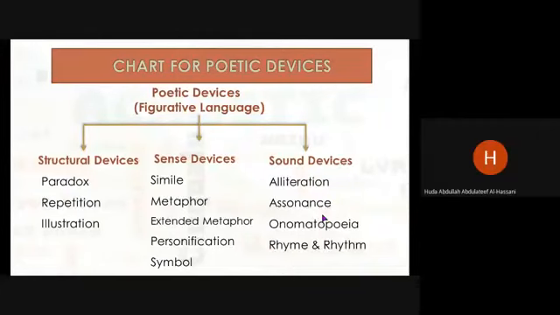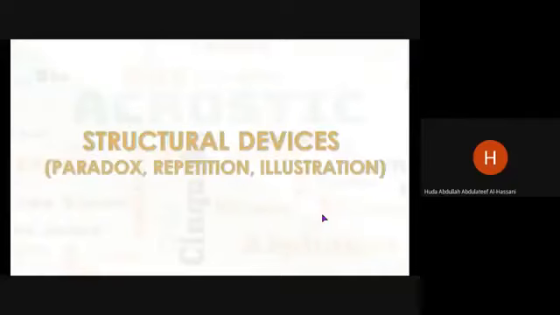For this lecture, we will start with the structural poetic devices that are paradox, repetition, and illustration. So what do I mean by structural devices? What do I mean by paradox, repetition, and illustration? Now you will know.